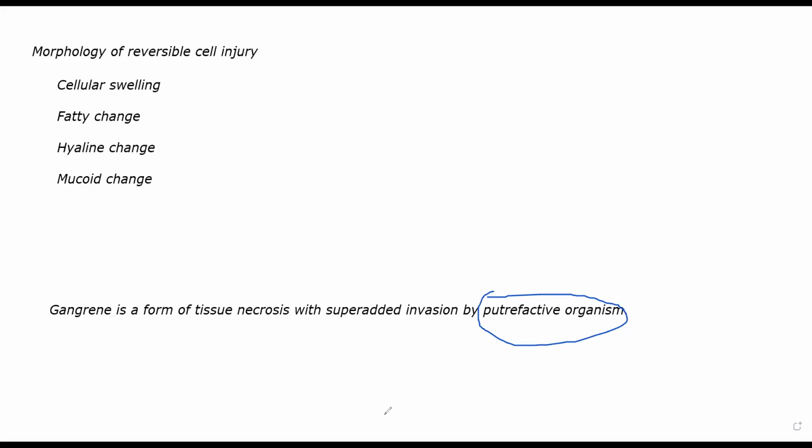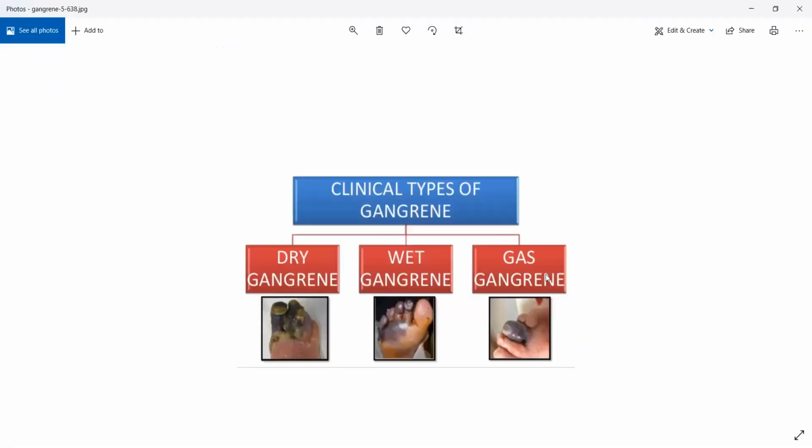So you have Clostridium perfringens and sometimes group A Streptococcus. Both of these are common. They commonly cause gangrene. Okay. Now, gangrene as such is of three types. Gangrene is of three types.